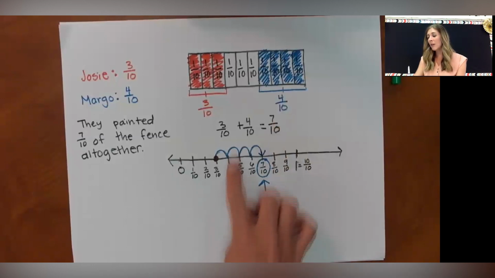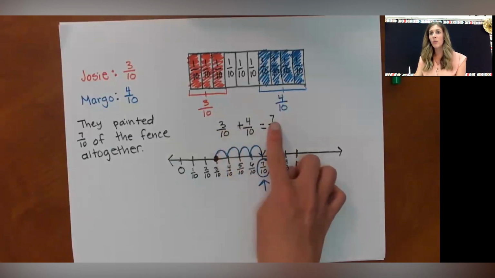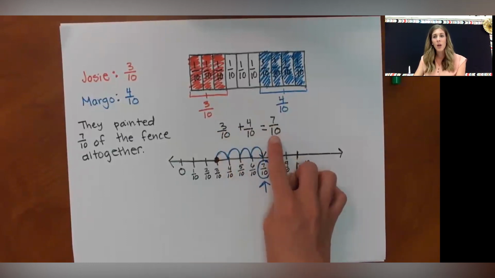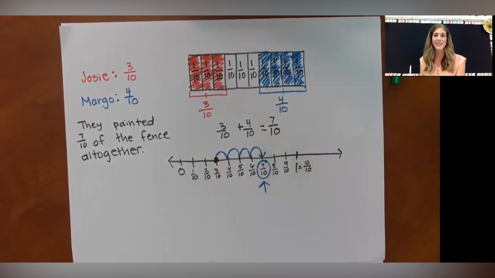So when we're adding fractions with like denominators, we can see that we simply add the numerators and leave the denominator. And that's because the pieces in the whole stay the same. They don't change size. So that's why our denominator stays the same. Okay, let's look at some more practice together.